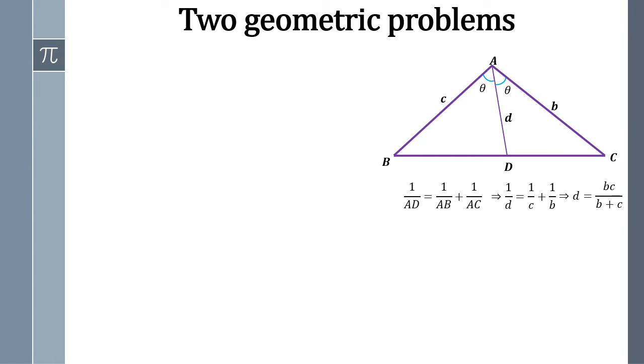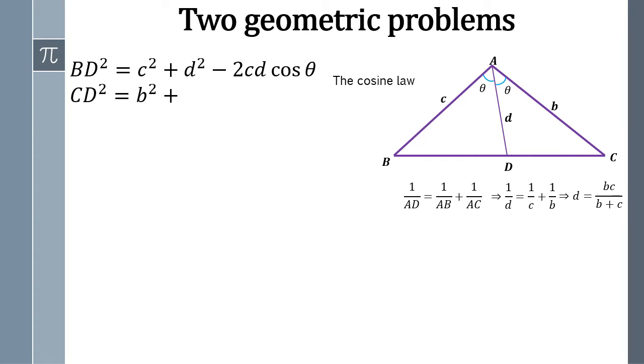And since I need to have some relationship between CD and theta and BD and theta, I decide to apply the cosine law on both triangles ABD and ACD. In detail, BD squared equals C squared plus D squared minus 2CD cosine theta, and CD squared equals B squared plus D squared minus 2BD cosine theta. Note that in those two equations, the left sides are BD and CD.